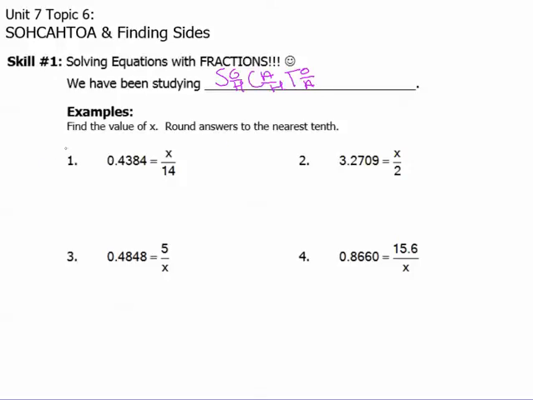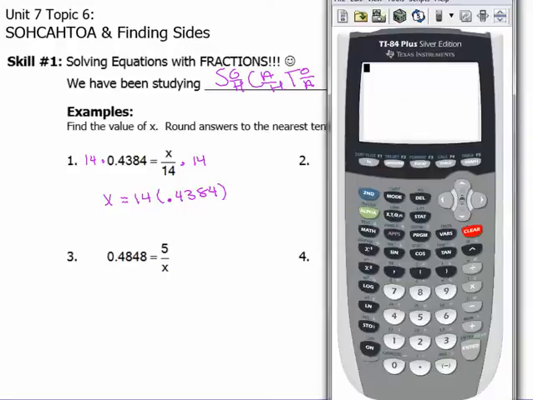In order to solve number 1, I'm going to multiply both sides by 14. So x would equal 14 times 0.4384. So if I pull out my calculator, 14 times 0.4384 is 6.1.